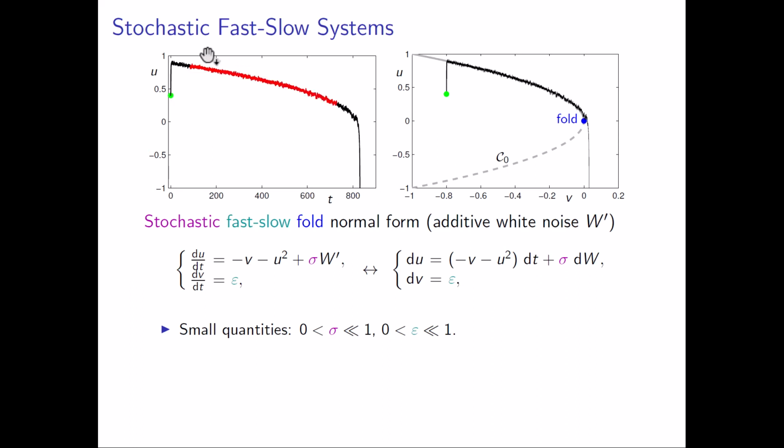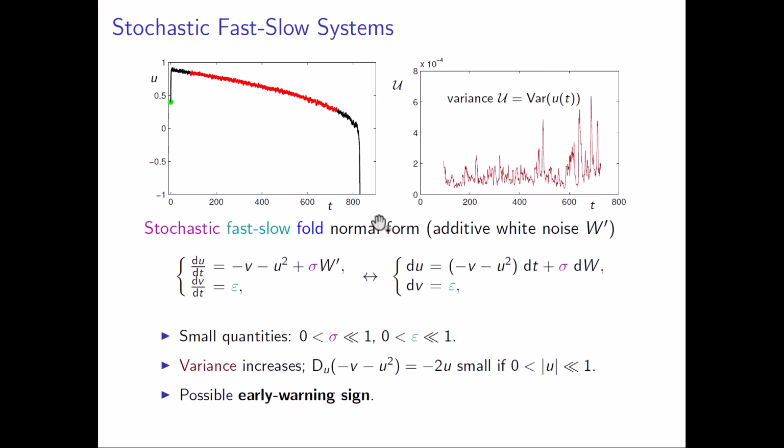So let's suppose we are only looking at the red bit of the time series, and we are interested in whether there is an early warning sign for this upcoming fold point. If you plot the variance of this time series with a sliding window technique, you see already by eyeballing it that the variance goes up when you come closer and closer to the fold point. You can actually prove this.